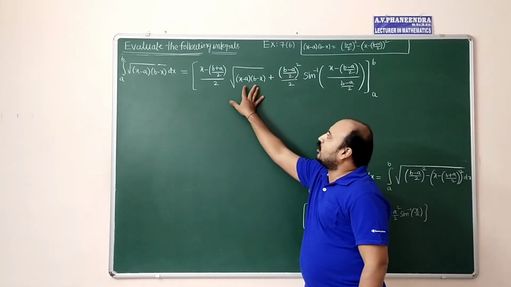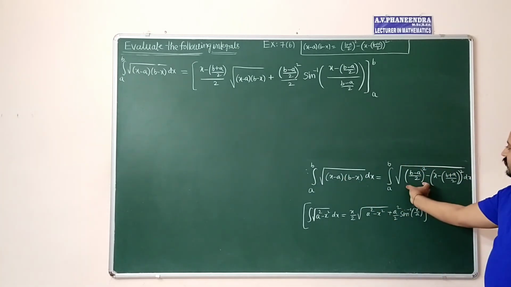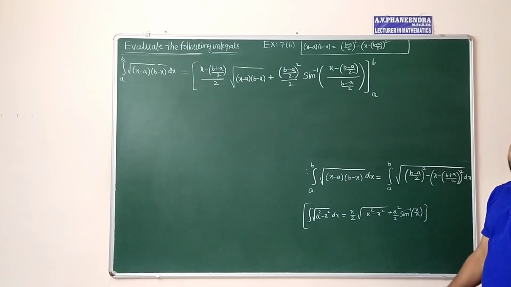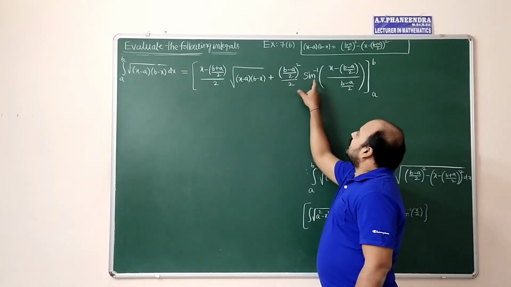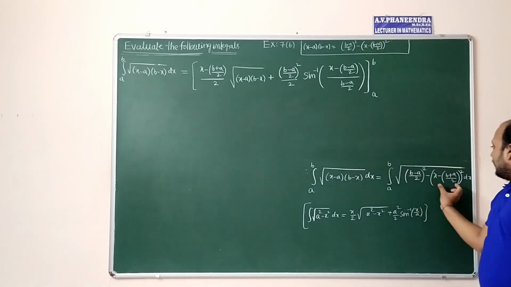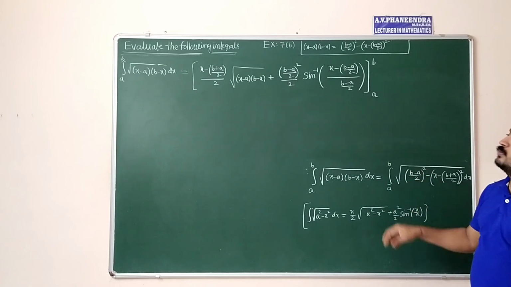So that is the reason I wrote here plus a square by 2. A square value is what? (b minus a) whole square by 2... sorry, by 4. That we can substitute there: sine inverse of x by a, where x value is x minus (b plus a) by 2 and a value is (b minus a) by 2.